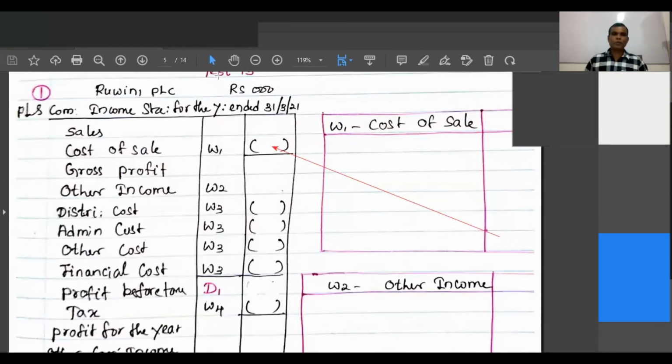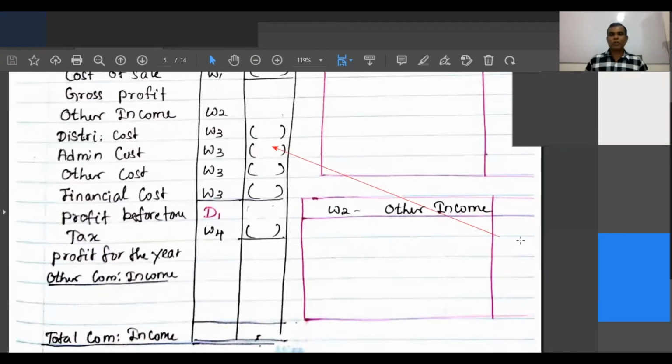Then you are getting gross profit. After subtracting cost of sale from sales, you get gross profit. And then other income. You have to calculate other income in a separate, very simple statement and find the total of other income. It is easy for you to manage things. The value should be taken here separately, then we can identify it very clearly.